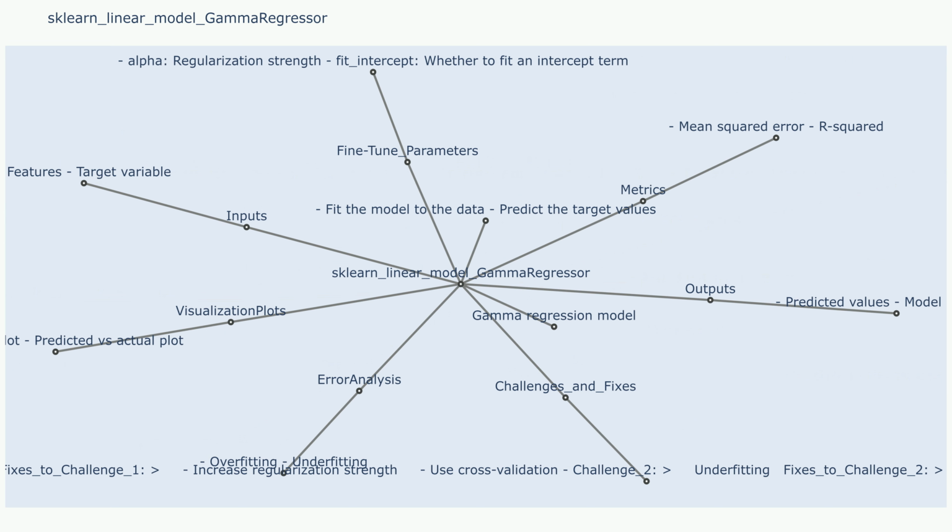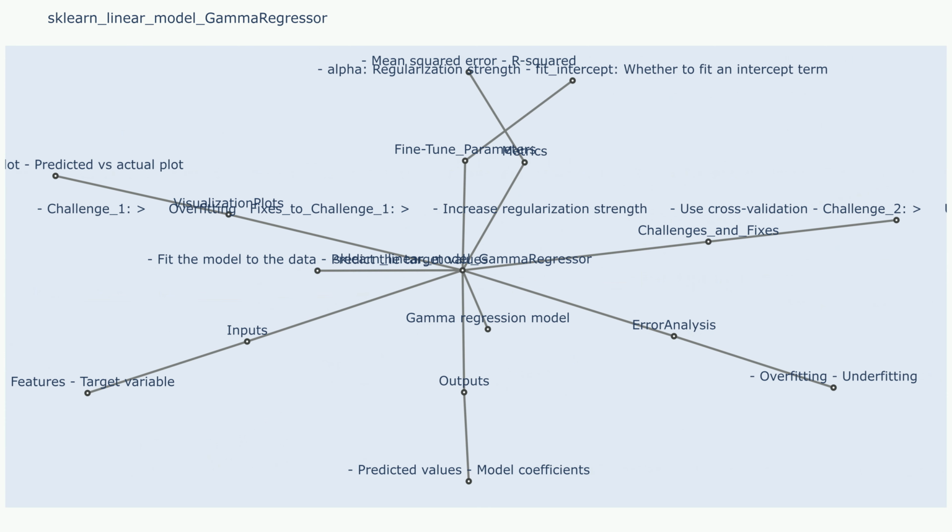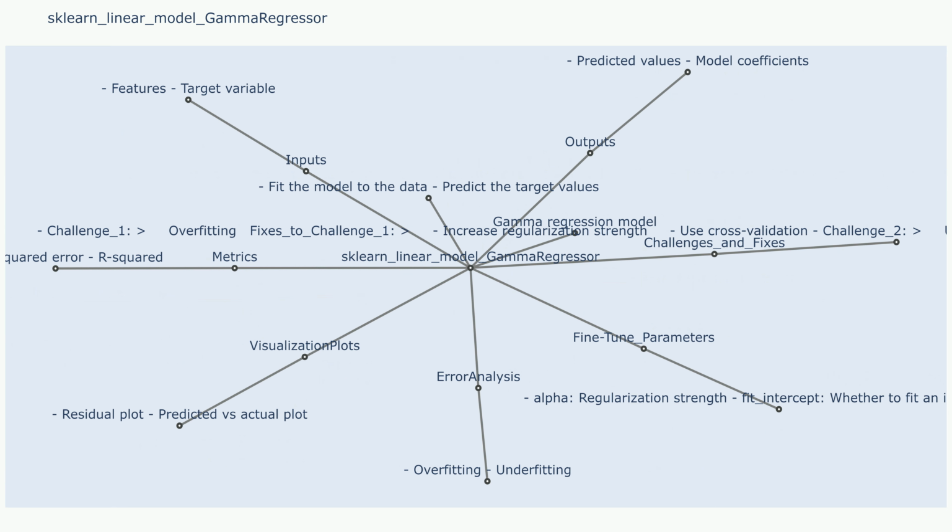Inputs: X. This is the input feature matrix. A 2D array where each row represents a data point, and each column represents a feature. Y. This is the target variable. A 1D array representing the values to be predicted. Outputs: model, the trained gamma regressor model. YPRED, the predicted target values based on the trained model.